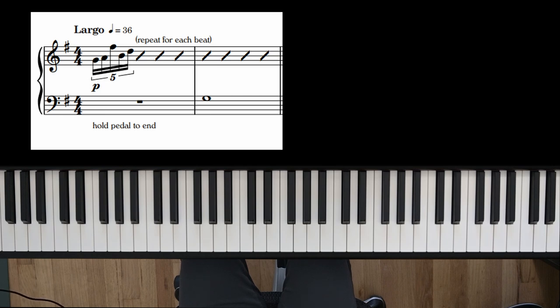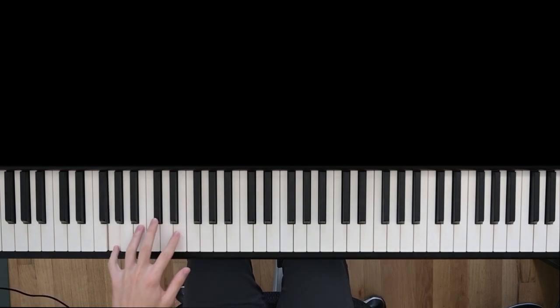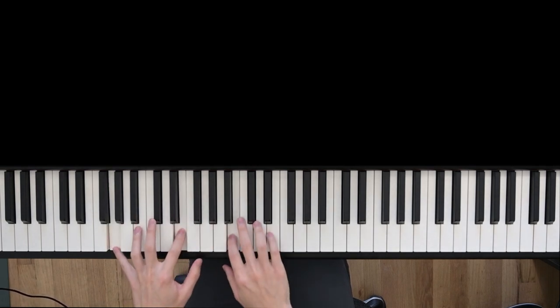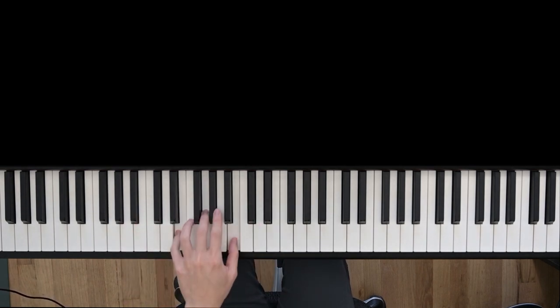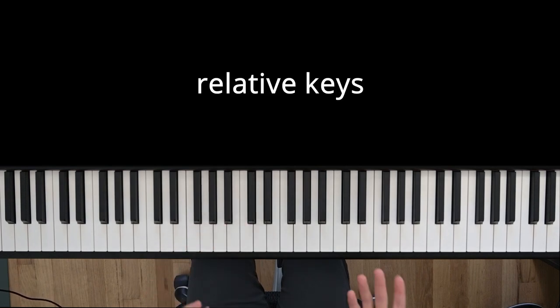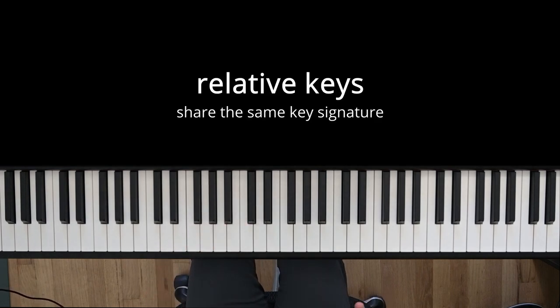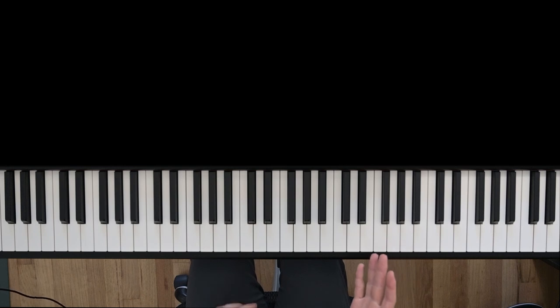Since we're in G major, we'll keep using notes from G major, but let's pick some notes to make it sound like a different harmony. For example, if we pick G-E-B, this makes an E minor chord. Now, E minor and G major are relative keys, meaning that they share the same key signature. So it's not a huge change in harmony.